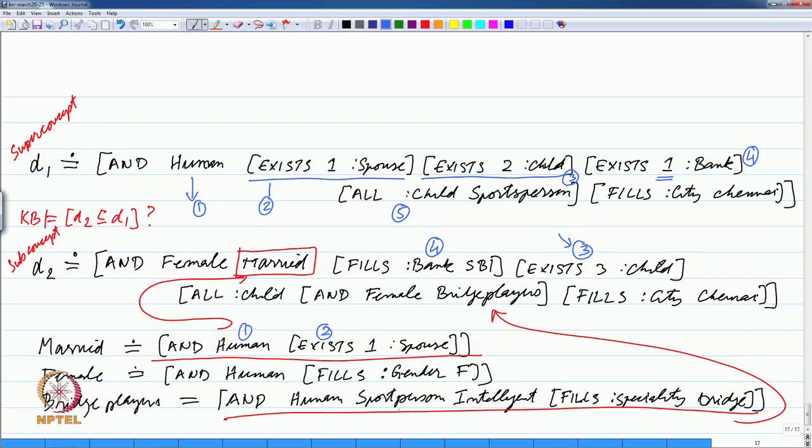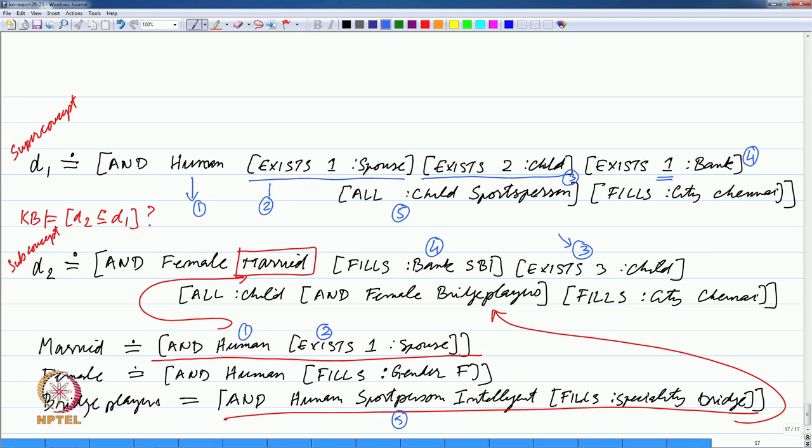And then we have already said that bridge players are sports persons essentially. So, this 5 actually comes from here when we substitute this part there, because we say that all children should be sports person. So, in the second concept D2 we are saying that they are sports person, but in addition we are saying that the particular sport that they play is bridge and that they are female, that does not change the subsumption relationship essentially.